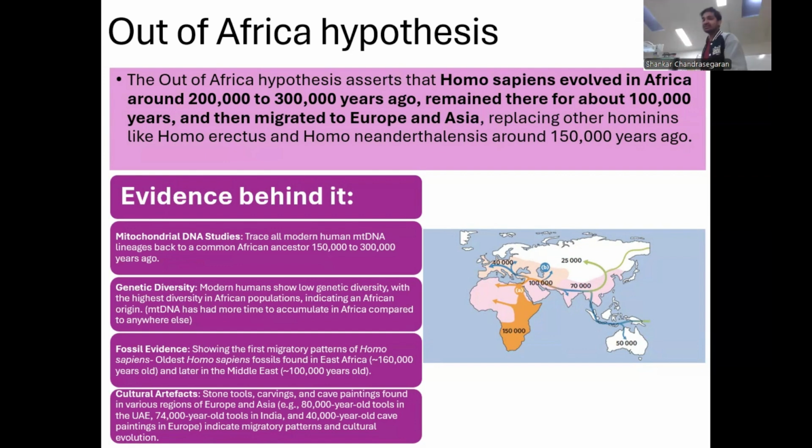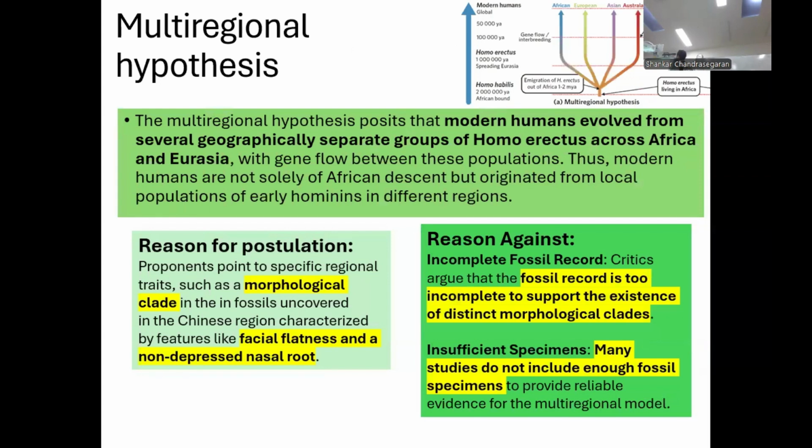Whereas the other one, the multi-regional hypothesis, is saying that modern humans evolved from several geographically separate groups of Homo erectus across Africa and also Eurasia, be that Europe, Asia, or Australasia, and that modern humans originated from local populations of early hominins that had gene flow and interbreeding among them, eventually giving rise to Homo sapiens. And we don't have a lot of evidence.